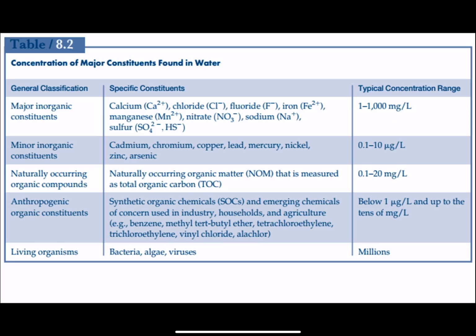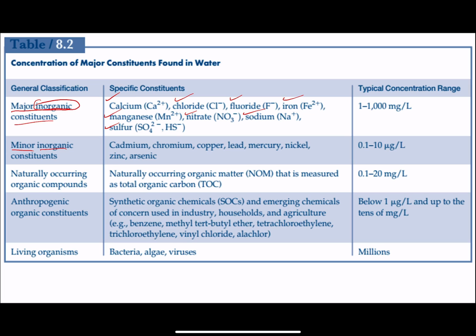General classification, major inorganic constituents. Now, what are the major inorganic constituents that might be found in surface water? Calcium is one of them. Chloride, fluoride, iron, manganese, nitrate, sodium, silver. The typical range for these is 1 to 1,000. This is from the surrounding environment, either from the soil at the bottom of the river, lakes, or whatever. This is the major inorganic that might be found in water.